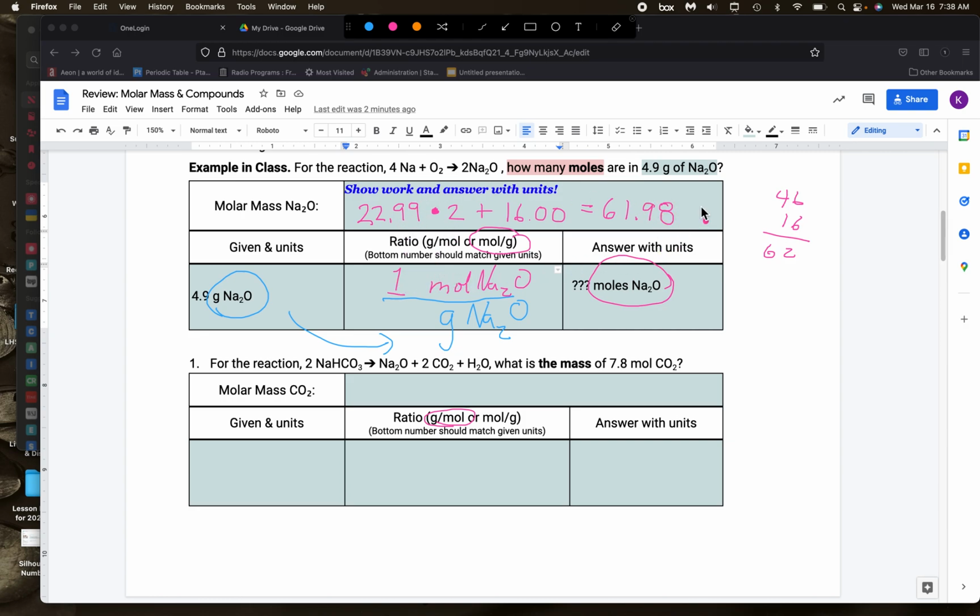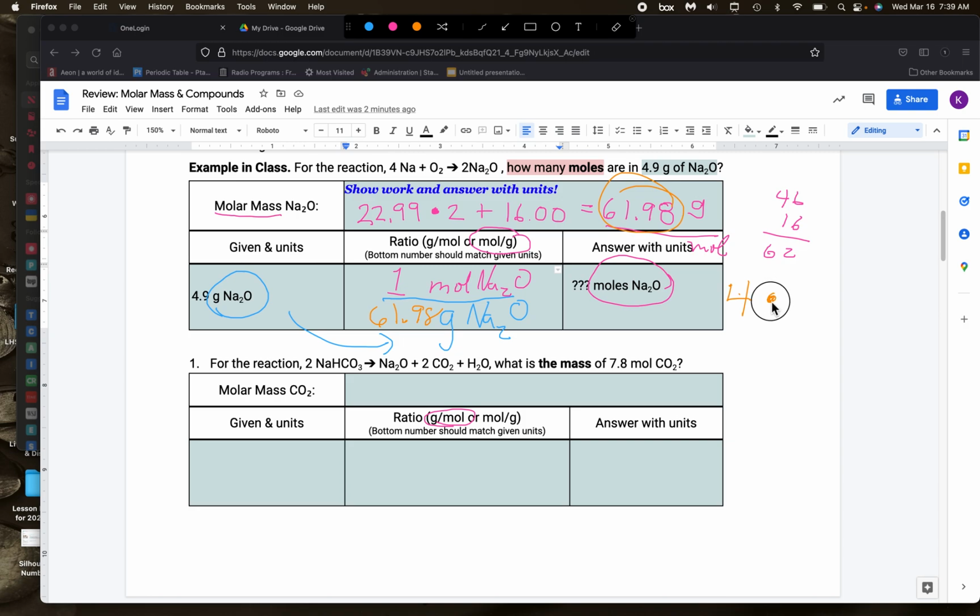All right, so that's my grams per mole number. If you find molar mass, it has units of grams per mole. And so my gram number will be 61.98, which comes from here. So that's where that came from. All right, so the other thing I did, don't quite have room, was do this.